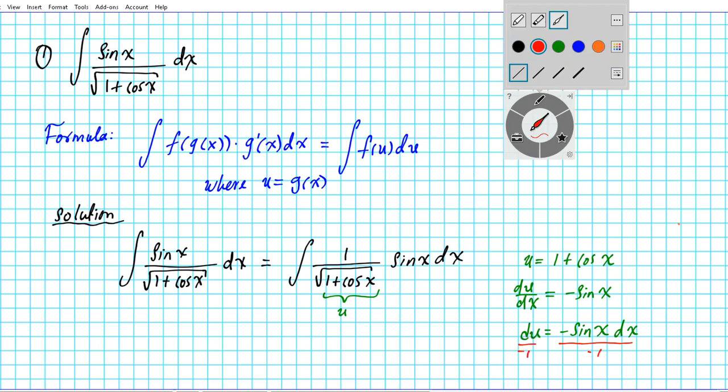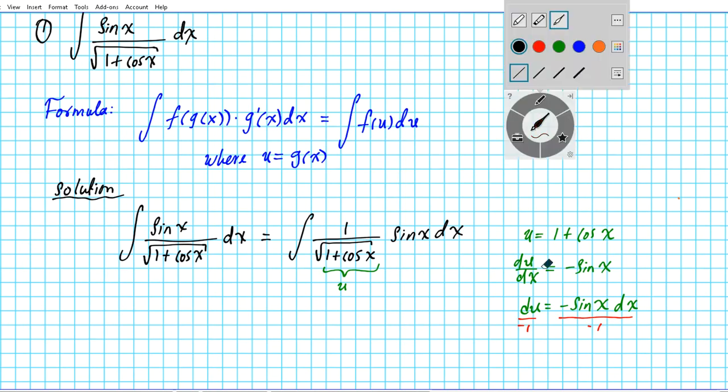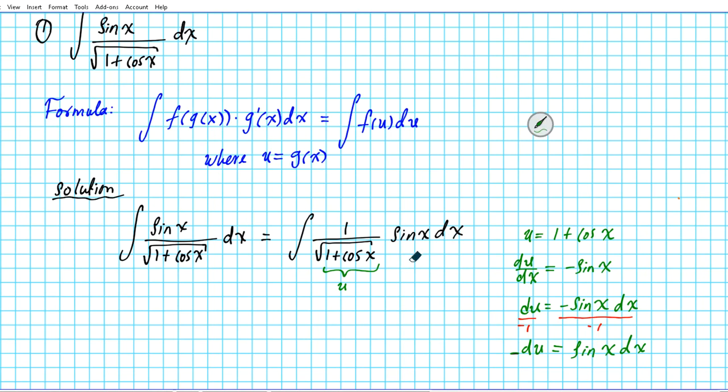So what's that going to give us? We're going to have negative du equals sine x dx. Now we have a perfect match. You see sine x dx matches perfectly with sine x dx here. Well, what does that mean?